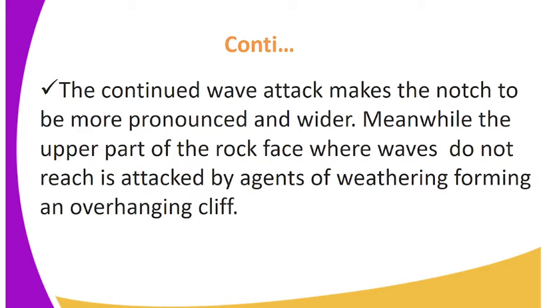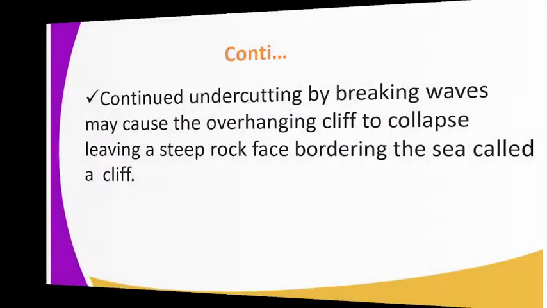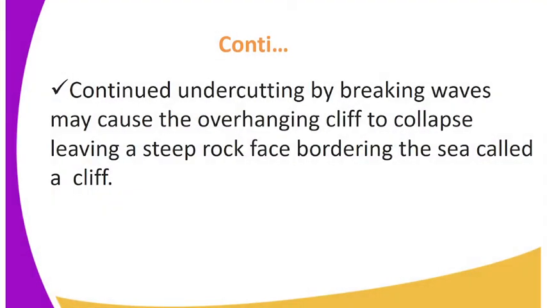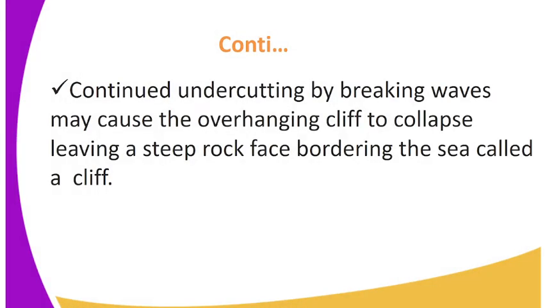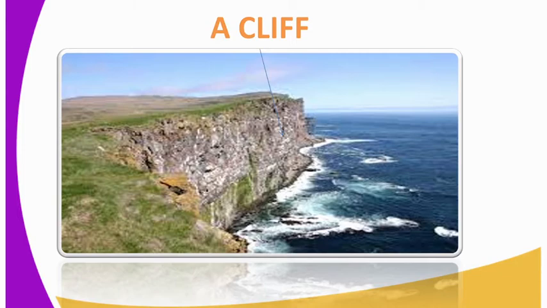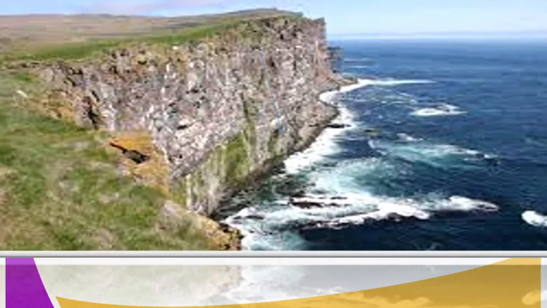Meanwhile, the upper part of the rock face where waves do not reach is attacked by agents of weathering, forming an overhanging cliff. Continued undercutting by breaking waves may cause the overhanging cliff to collapse, leaving a steep rock face bordering the sea called a cliff. And we can see a picture of a cliff clearly showing the cliff face.